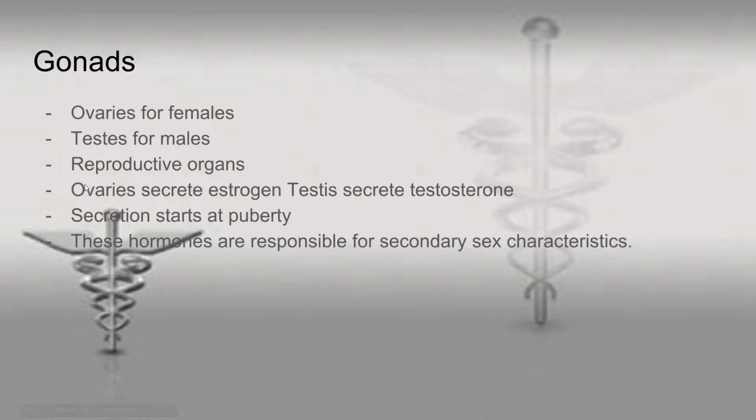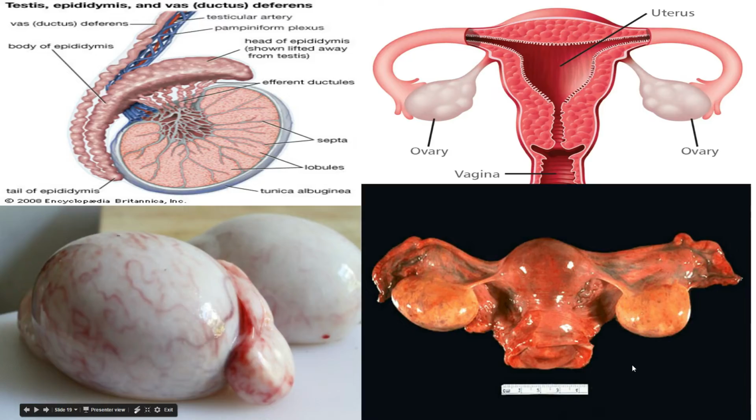The gonads are ovaries in a female and testes in a male. Ovaries start producing hormones at puberty and continue doing so until menopause. The hormone produced primarily is estrogen, which is responsible for the secondary sex characteristics we see in females. The testes produce the hormone testosterone in males, which lies dormant between birth and puberty and is responsible for secondary sex characteristics in males. Here are some pictures of the ovaries.